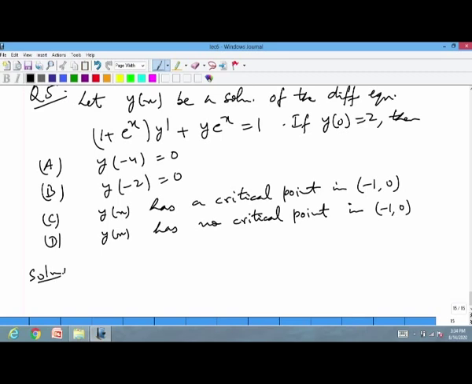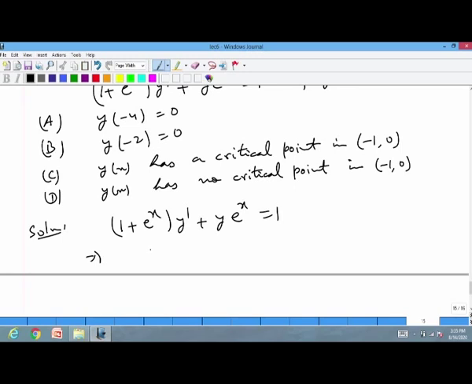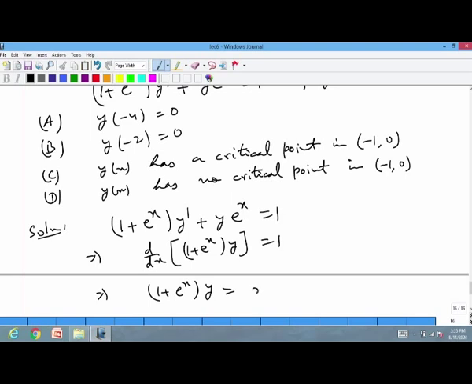So, first we will solve this differential equation. (1 plus e to the x) y prime plus y e to the x equal to 1. This is the derivative d by dx of (1 plus e to the x) times y. So, this gives (1 plus e to the x) times y prime plus y times the derivative of (1 plus e to the x), which is e to the x, and this implies (1 plus e to the x) times y equal to x plus c.